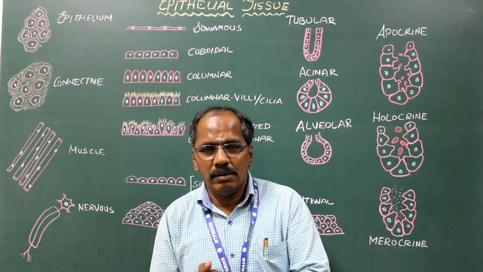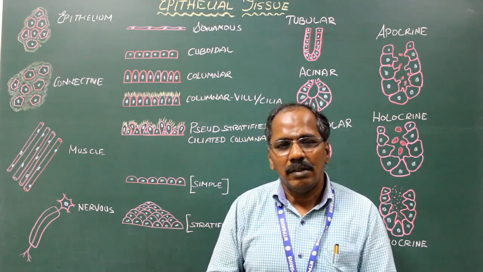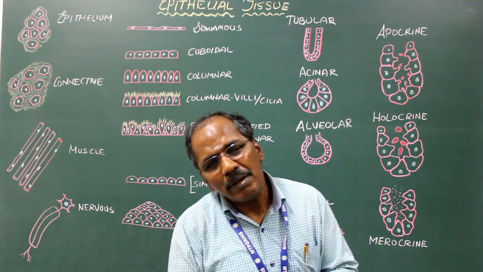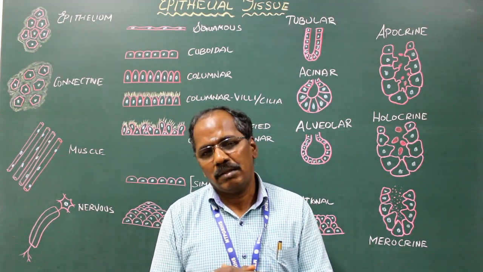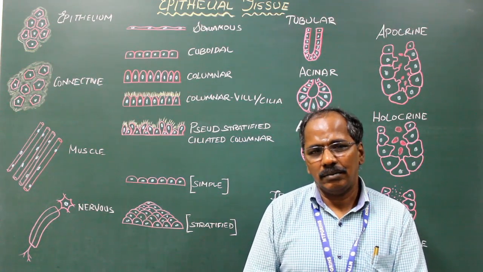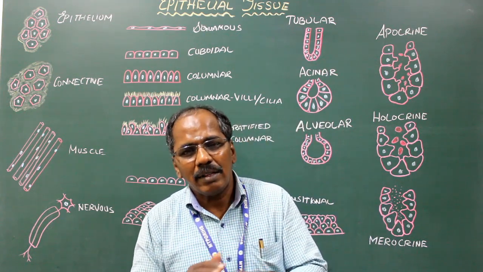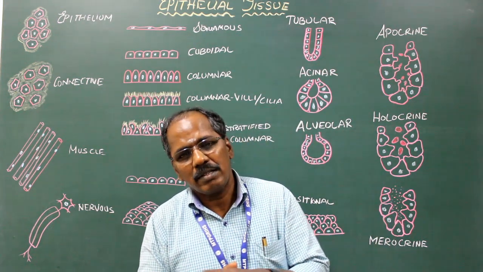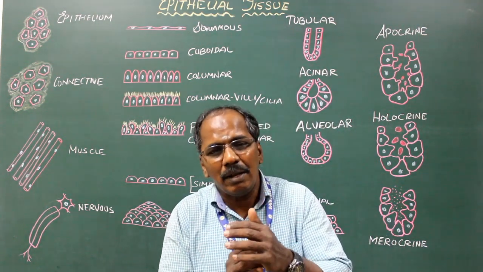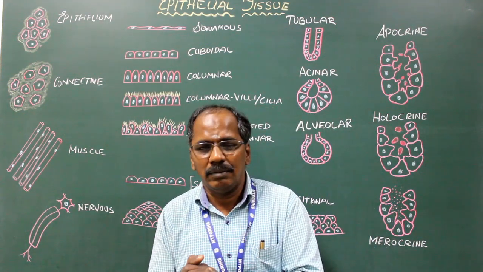Classification of epithelial tissue. Epithelial tissue may be classified into number 1, covering and lining epithelium, and number 2, glandular epithelium or glands. Covering and lining epithelium cover the surface of any structure or organ, or they line the inner surface of the lumen or hole of any structure or organ. Hence it is called covering and lining epithelium.